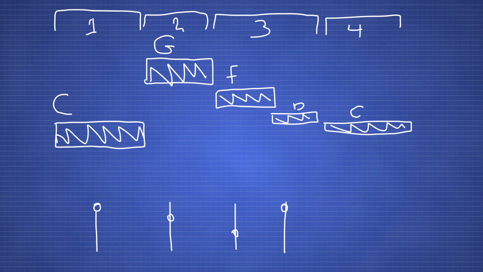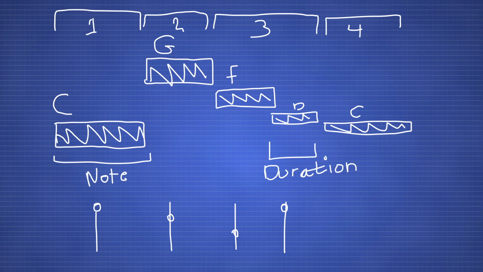So MIDI files require four main pieces of information. That's the type of note, whether it's like a D or a C, the duration of the note, the time in which the note takes place, and the volume of the note. So the first thing you want to do is calculate what note we want to place. If we say we're in C major, we have C, D, E, F, G, A, and B.